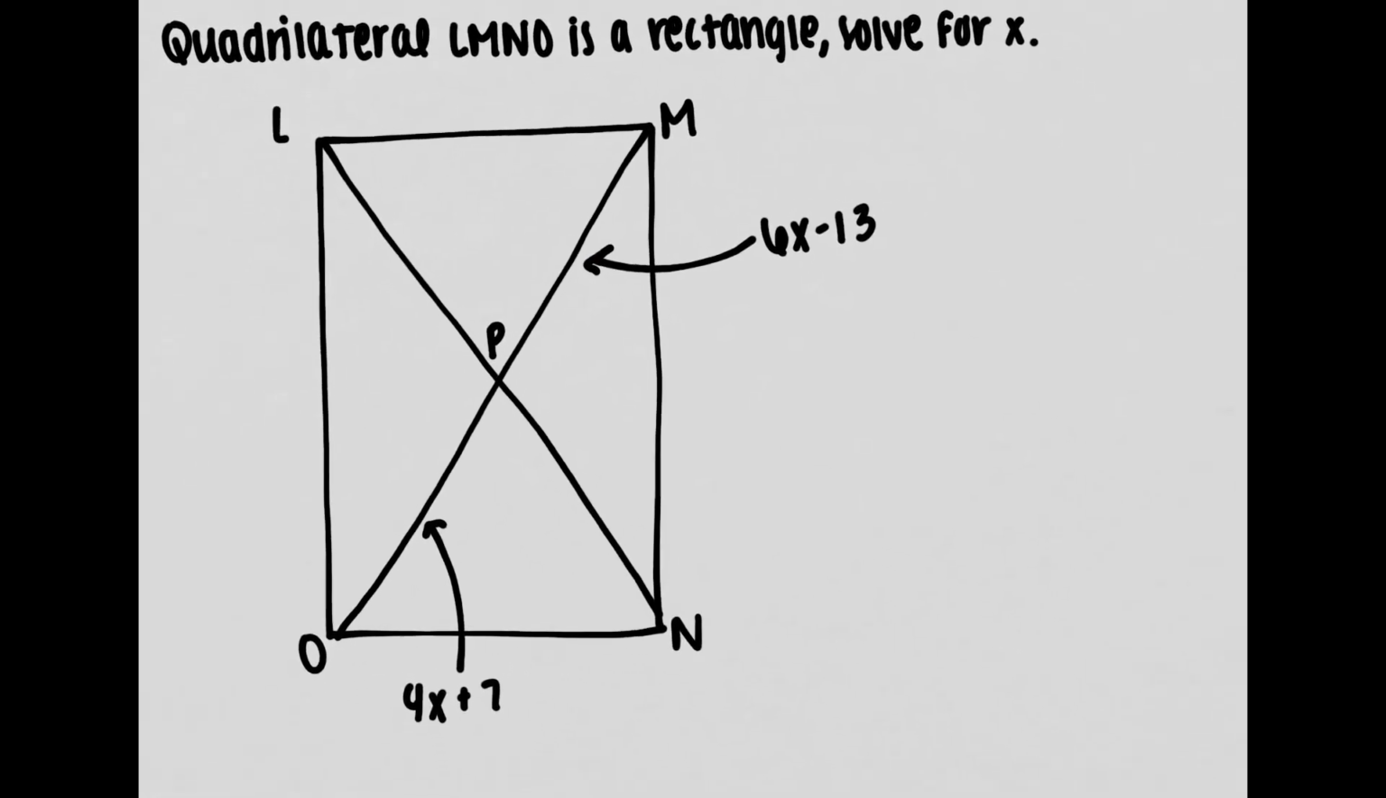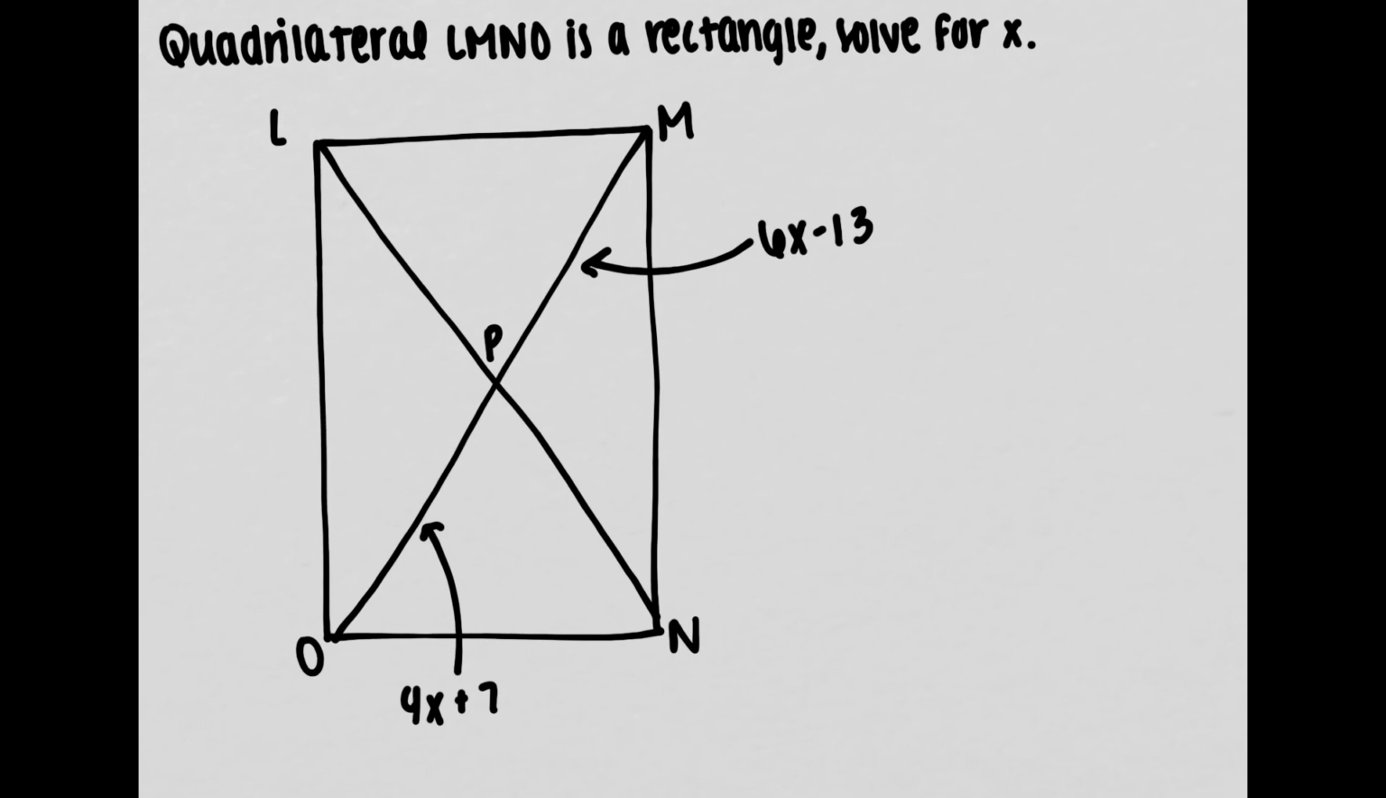So I gave you this problem with algebra, and I say that quadrilateral LMNO is a rectangle, and I want you to solve for x. Now I have these arrows pointing that this part from P to M is 6x minus 13, and this part from O to P is 4x minus 7. Now, this isn't the new rectangle property where the diagonals are congruent because we're only dealing with one of them. This is actually the parallelogram property that it's bisected.